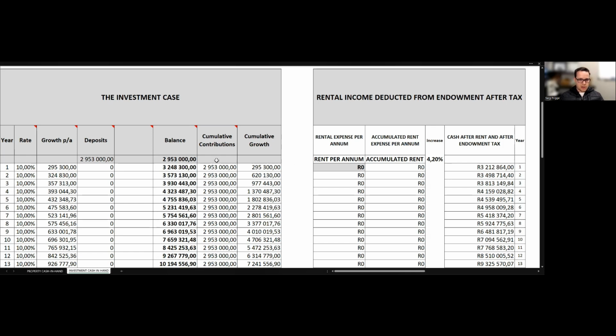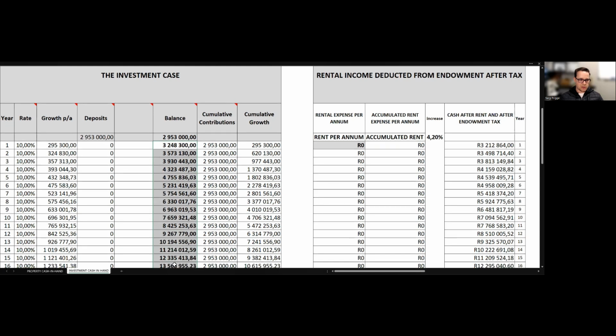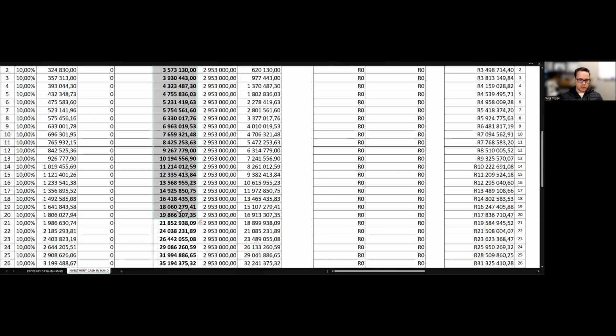On the left-hand side, in this block here, you can see the accumulated growth, and here's your balance. After 5 years, your balance will be 4.7 million. After 10 years, it will be 7.6 million. And after 20 years, it'll be 19.8 million.